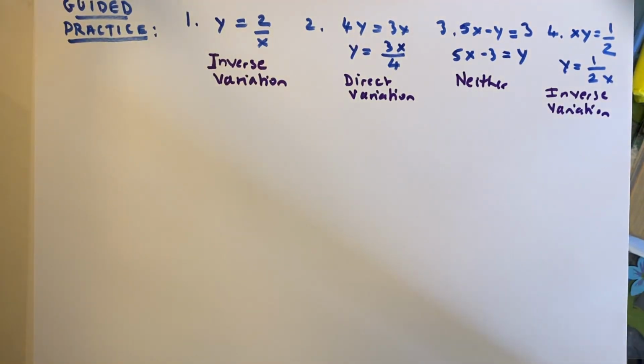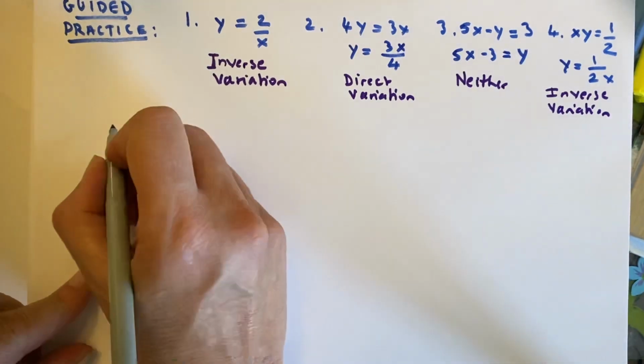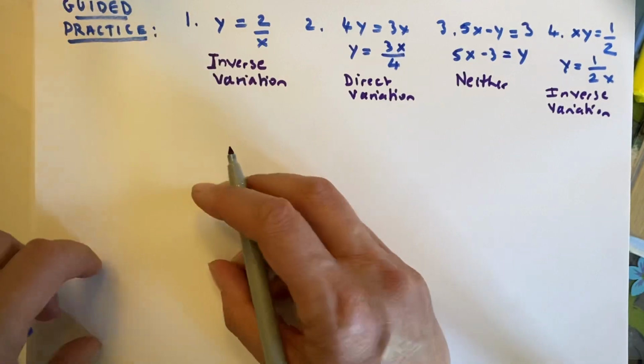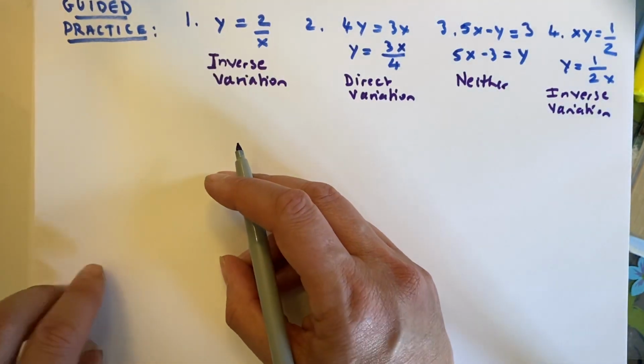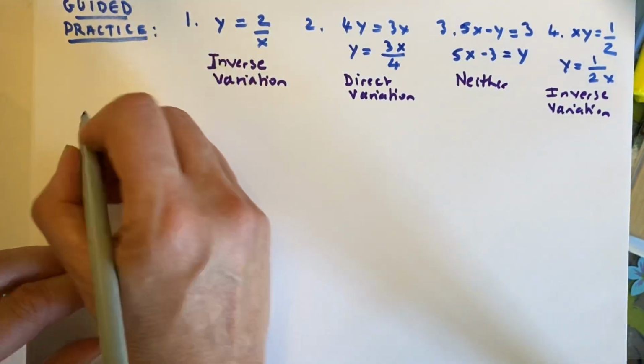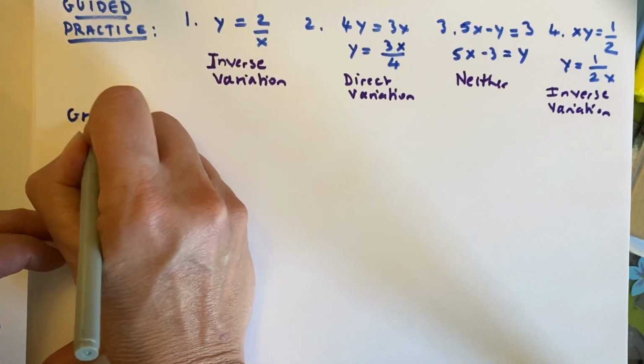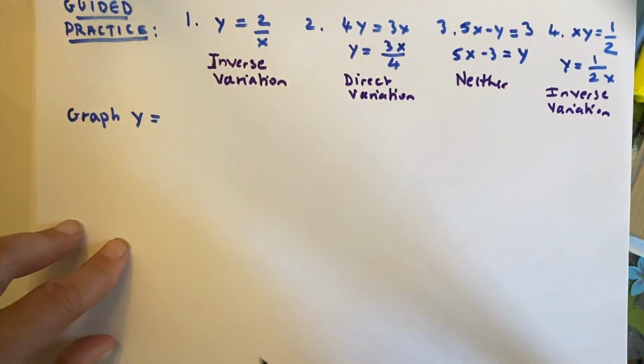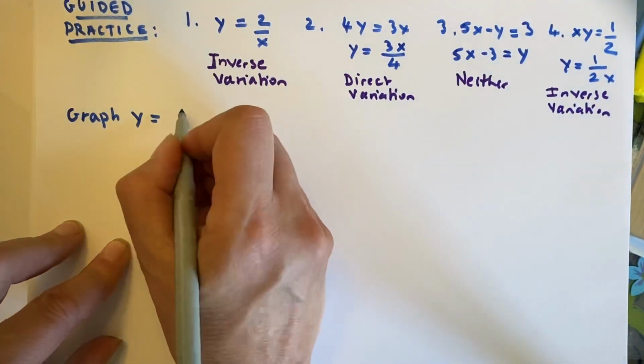Okay, having done that, we're going to go on to do some graphing. And the first graph we're going to do is we're graphing inverse variation particularly because we know the direct variation is just simply a line. So we're going to graph y equals 4 divided by x.